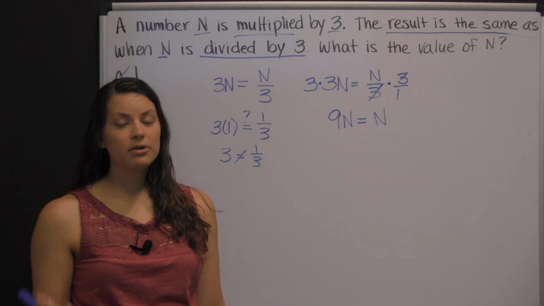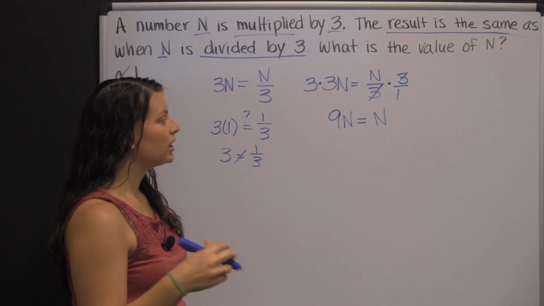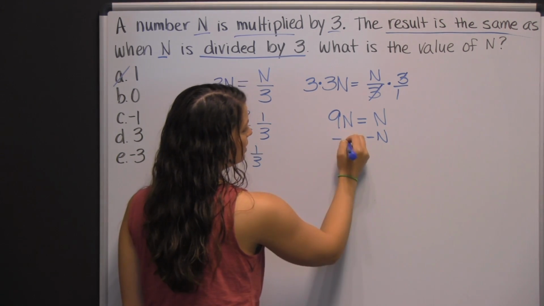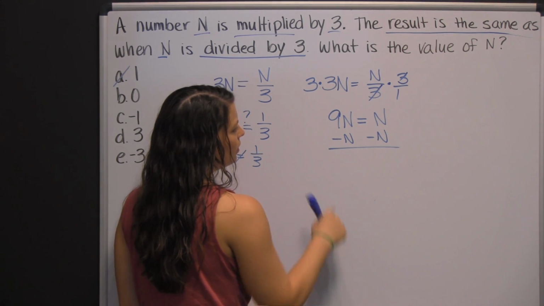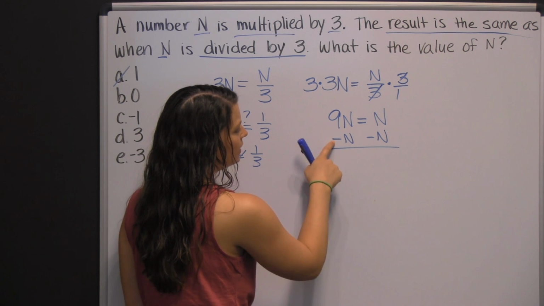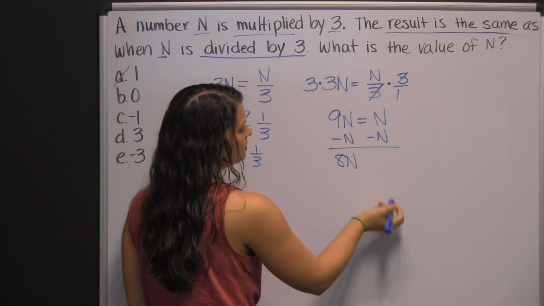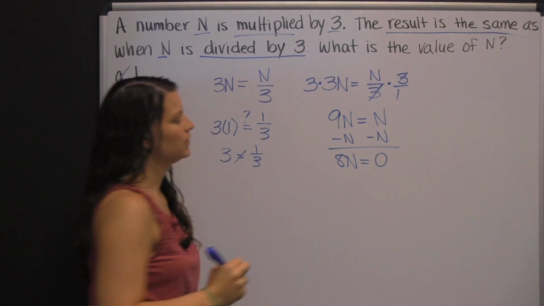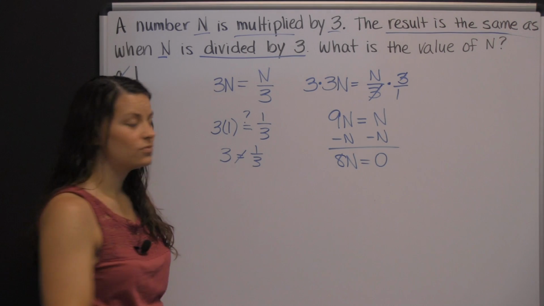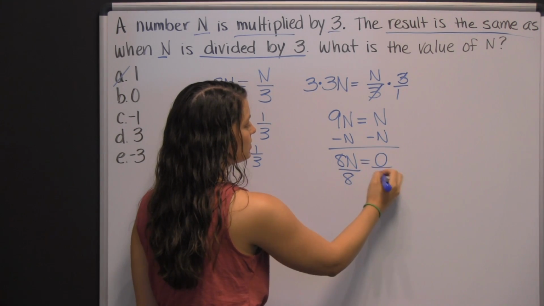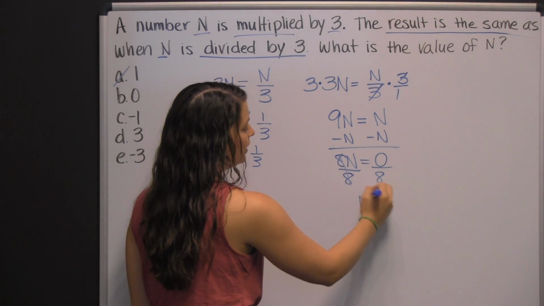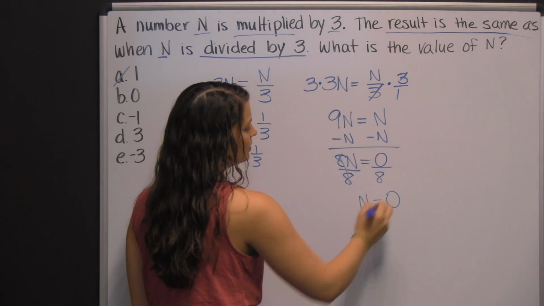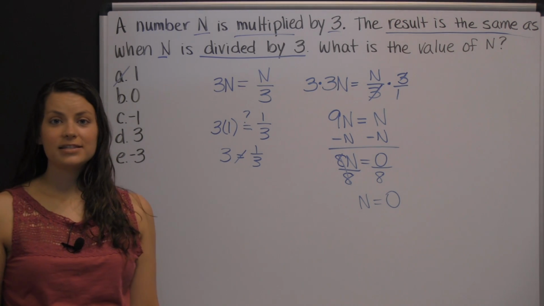Now you have variables on both sides. So we want to get all of our variables on one side. And you can do that by subtracting n from both sides. You have 9n's minus an n leaves you with 8n's equals n minus n is 0. Now, to solve for n, we just divide both sides by 8. So n is equal to 0 divided by anything is 0. So there you have n is 0.